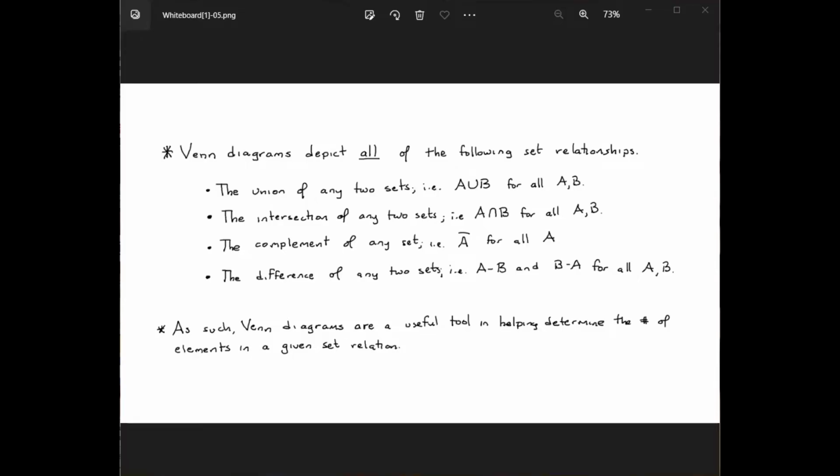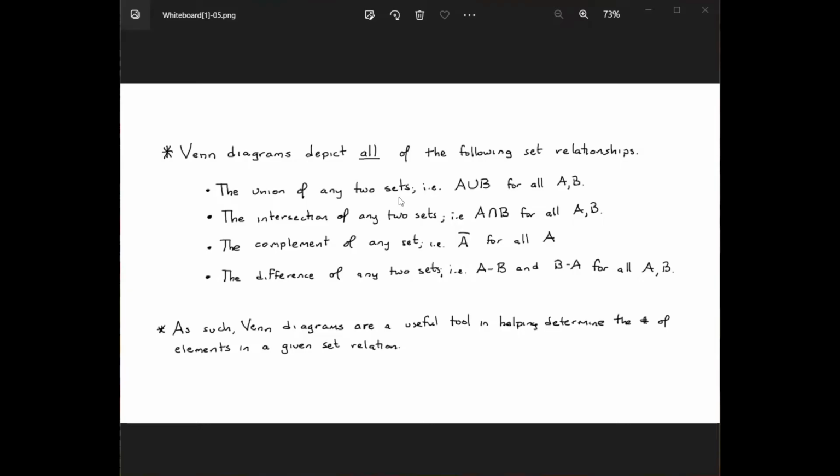You can see here that Venn diagrams are meant to and do represent all of the following relationships. So for any 2 sets inside your Venn diagram, in other words, for any 2 circles, you're going to have A union B. The intersection of any 2 sets is also a region in the Venn diagram. So every intersection of sets must be depicted in its own region in a Venn diagram. The complement of any set, and the difference is also in there, either A minus B or B minus A for any 2 sets A and B.